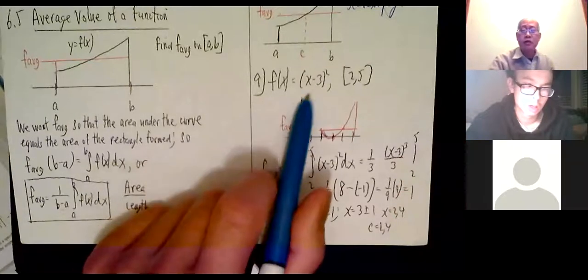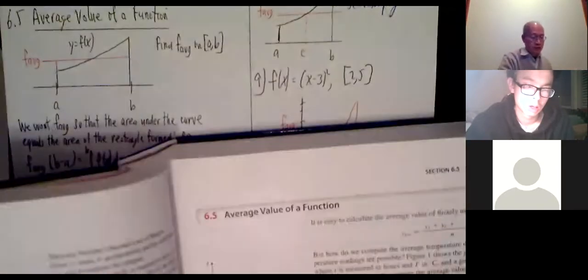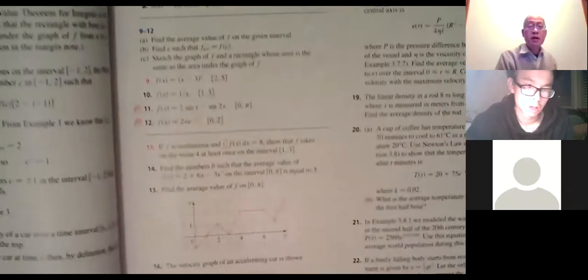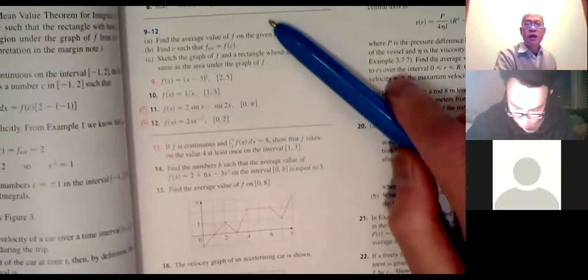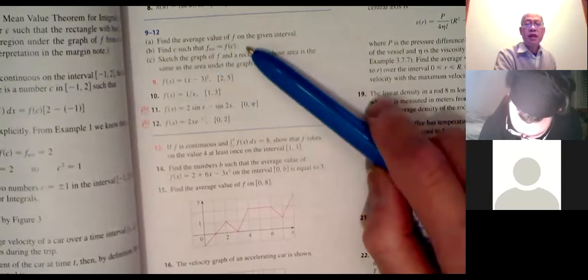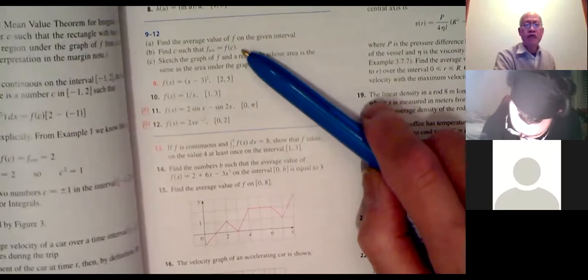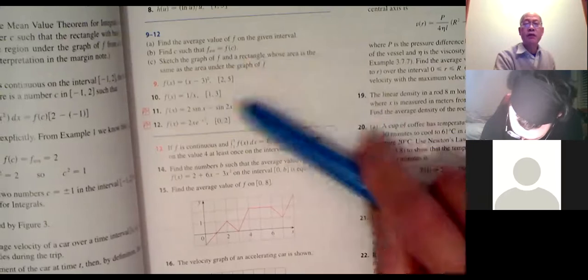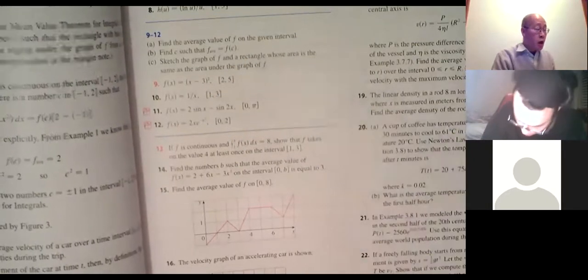Okay, 9. f of x equals (x minus 3) squared from 2 to 5. And this one, they actually give us a little bit more stuff. So here's 9 and 11. Find the average value. We know how to do that. Find c such that f average equals f of c. Okay, that leads us to something called the mean value theorem. I'll show you that in a second. And sketch the graph of f and a rectangle whose area is the same as the area under the graph of f. Well, that sort of goes along with what I talked about.